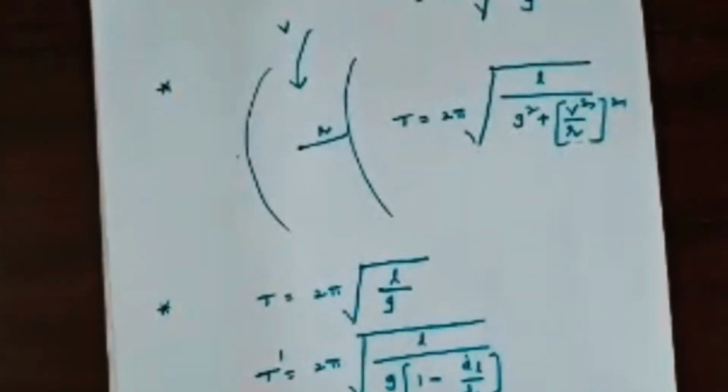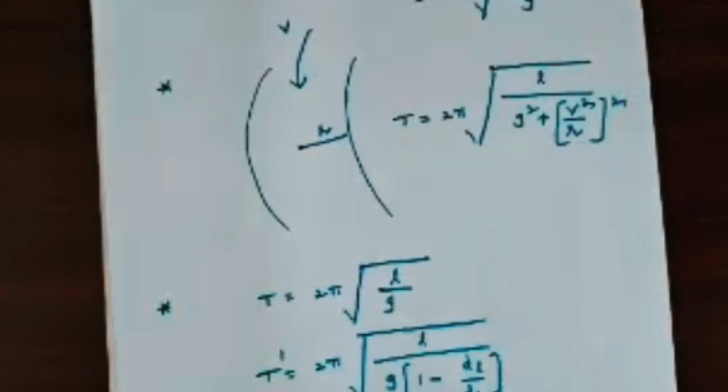Like this, we can consider the concept. Here T is equal to 2 pi root over L by g, and that gives the time period of the pendulum in the air. When the pendulum is immersed in the liquid, then the time period is T dash, T dash is equal to 2 pi root over L by g into 1 minus dl by dB, where dl is the density of the liquid and dB is the density of the body. That formula we also consider like this: T dash is equal to 2 pi root over L by g into 1 minus 1 by rho.